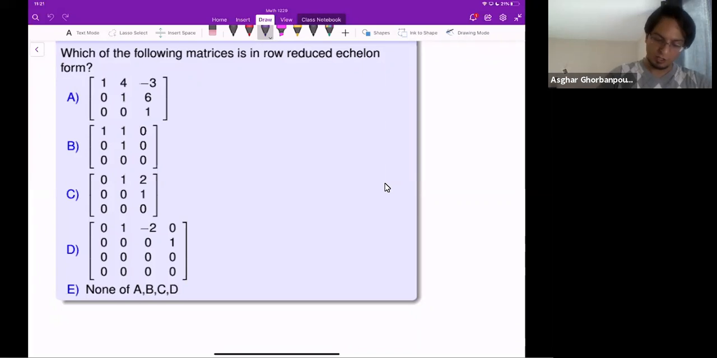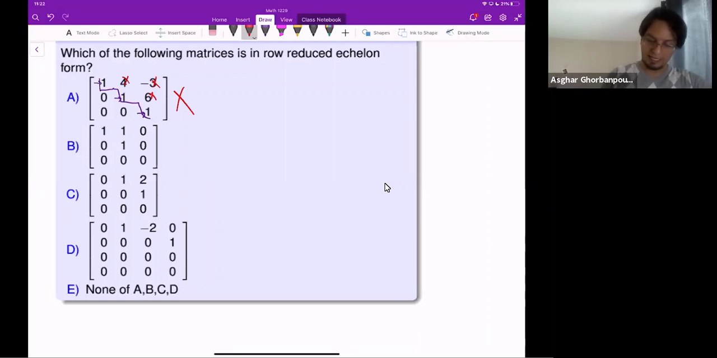Here, let's start. Every non-zero row, after having some zeros, the first non-zero entry must be one. These are having step-like pattern. But what you have to notice is that everything else in the column of leading ones must be zero. So this guy must be zero. These guys must be zero. So that's why this is not a row reduced echelon form.